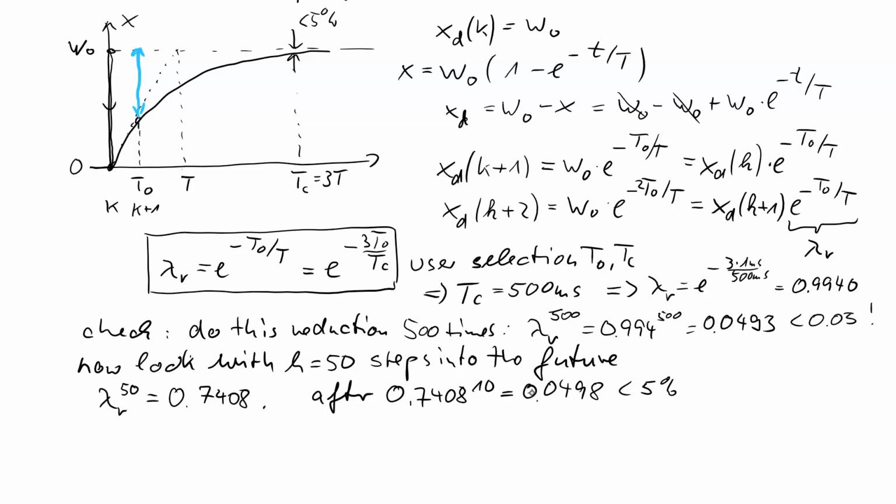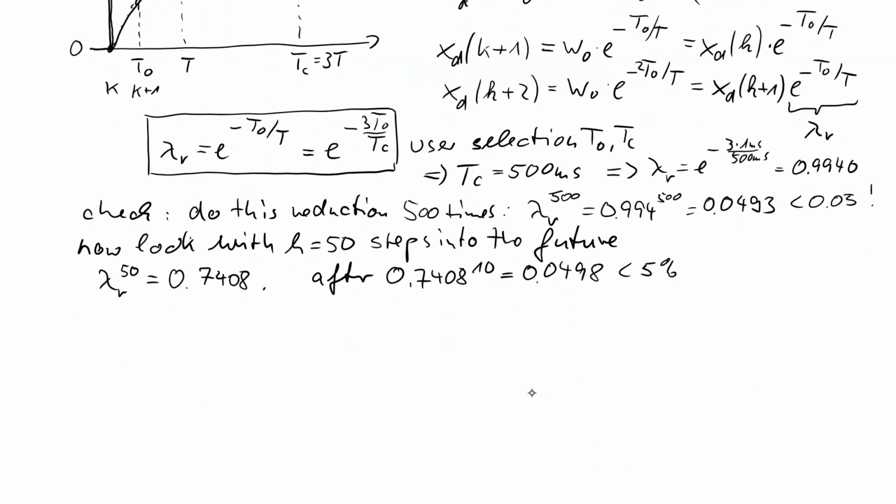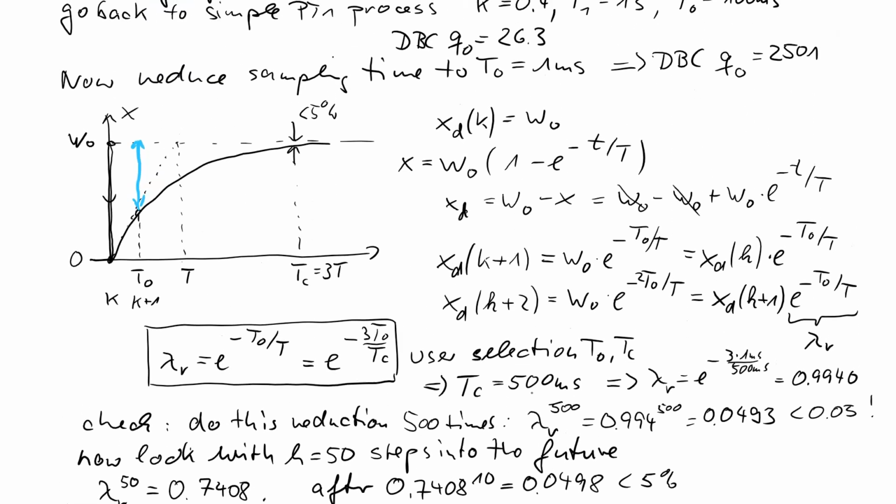So independent of the looking into the future in our PT1 system, I always need 500 steps to have 5%, and I know now my reduction factor, which is 0.994, calculated with given values. That is the first step of the theory. Now we have to find a way to calculate y of k. That is the next idea.